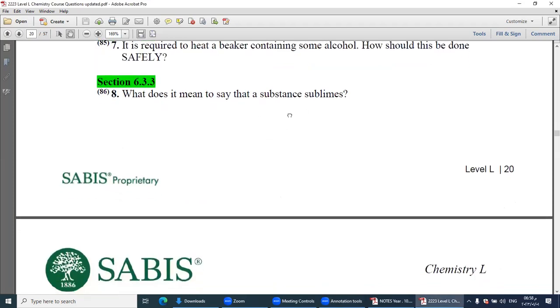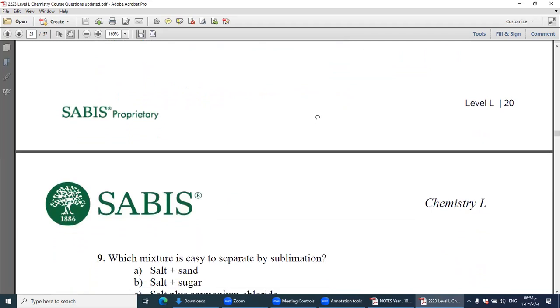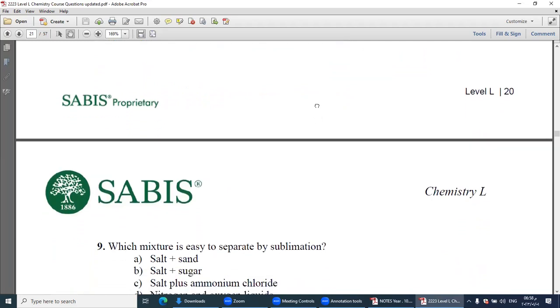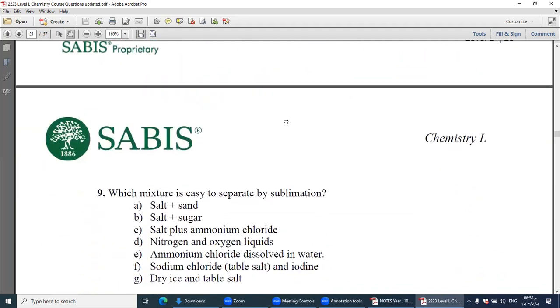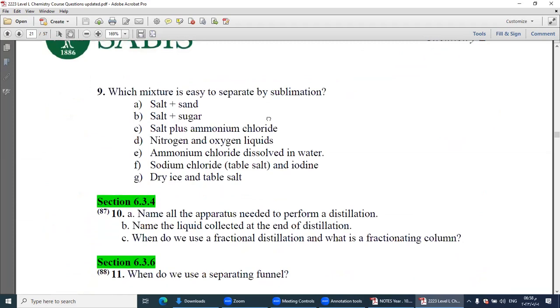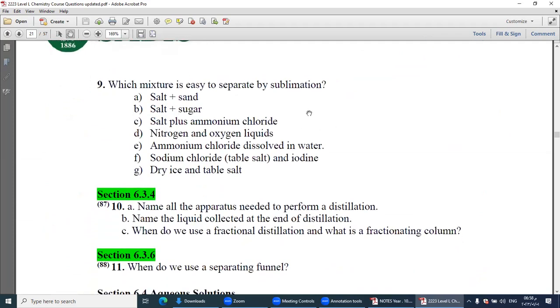What's meant by sublimation? It changes state from solid to gas directly without passing through liquid. Okay. Which mixture is easy to separate by sublimation? One of them must undergo sublimation and the other must not.